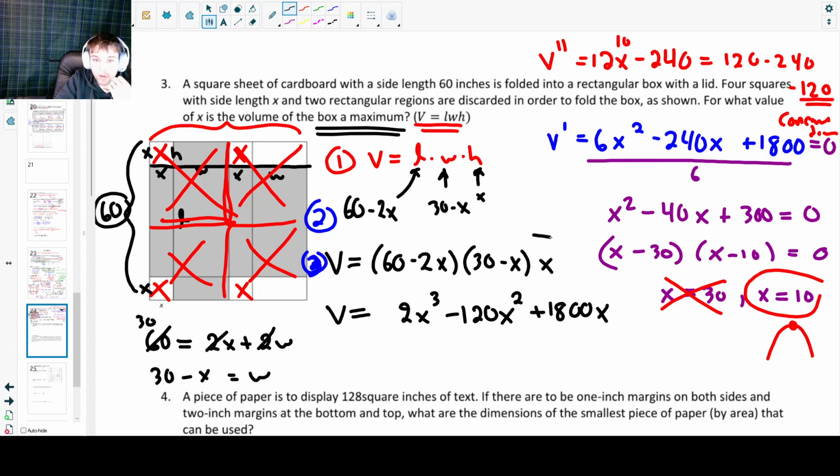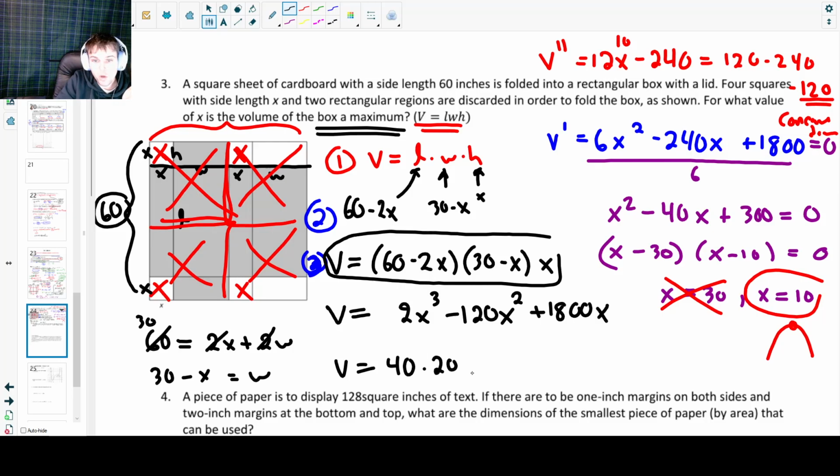So to answer this question in the end, we want to figure out what the maximum volume is. I'll plug x being 10 into here. So that would be 60 minus 20, so that'd be 40. 30 minus 10, that'd be 20, and then times 10. So that's 8,000 inches cubed. That is our maximum volume when we make cutouts 10 by 10 inches.